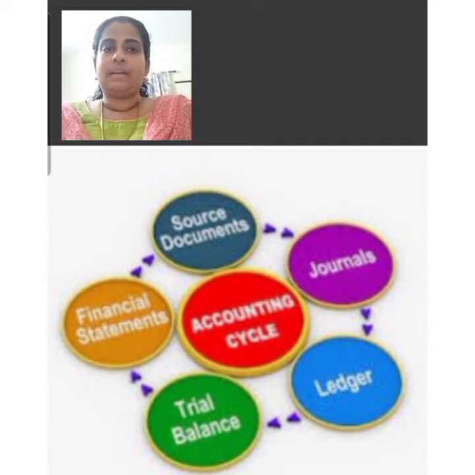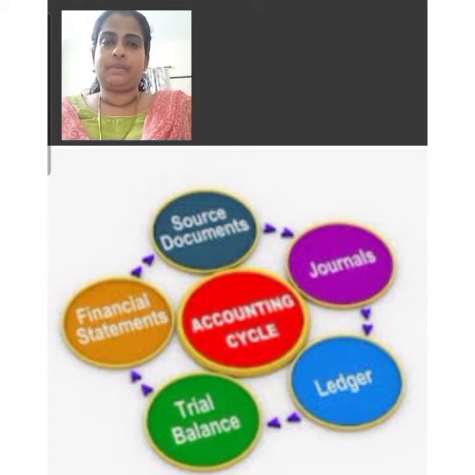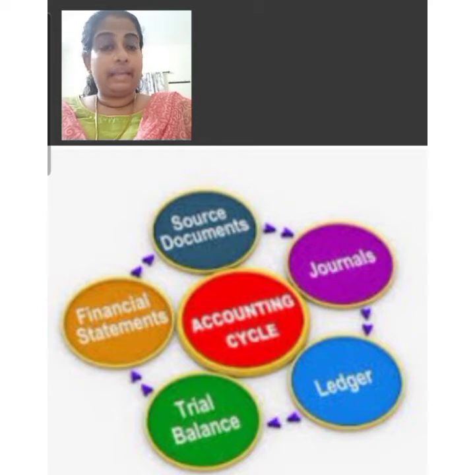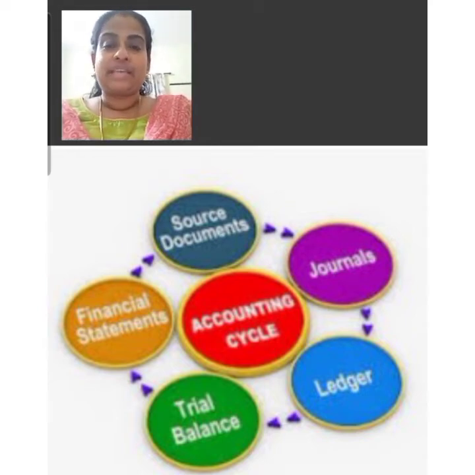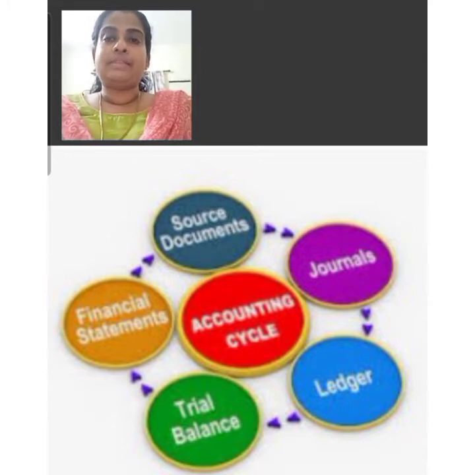A tallied trial balance only proves, to a certain extent, that the posting of the ledger accounts or ledger transactions is arithmetically correct. But it does not guarantee that the entry itself is correct. There can be errors which affect the equality of the debits and credits, and there can be errors which do not affect the equality of debits and credits.